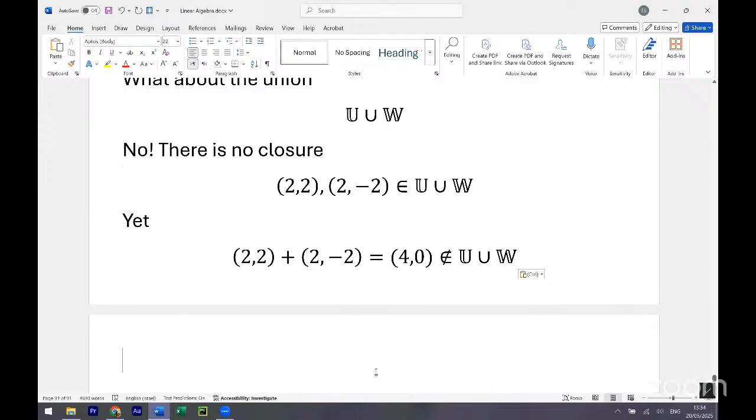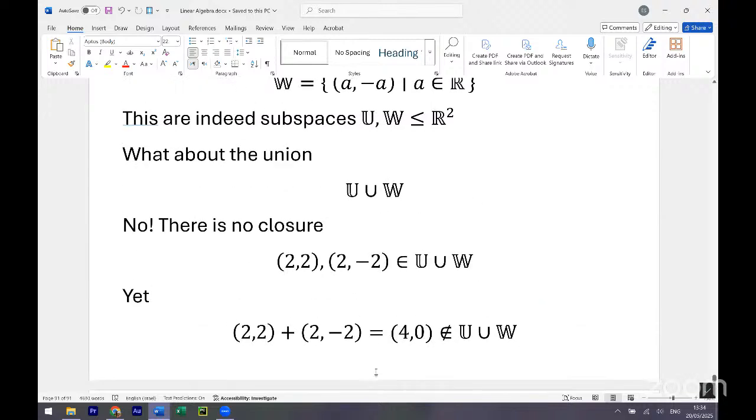So it's not a vector space. Right? A subspace must be a vector space. A vector space must have closure. So this is not a vector space. Right? The union is actually not a subspace.